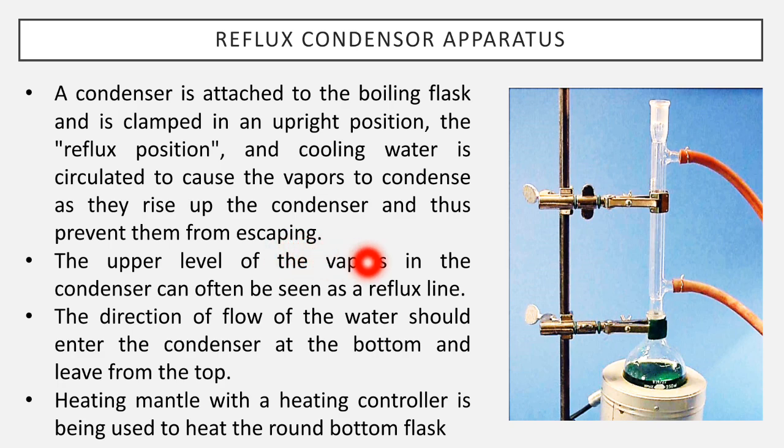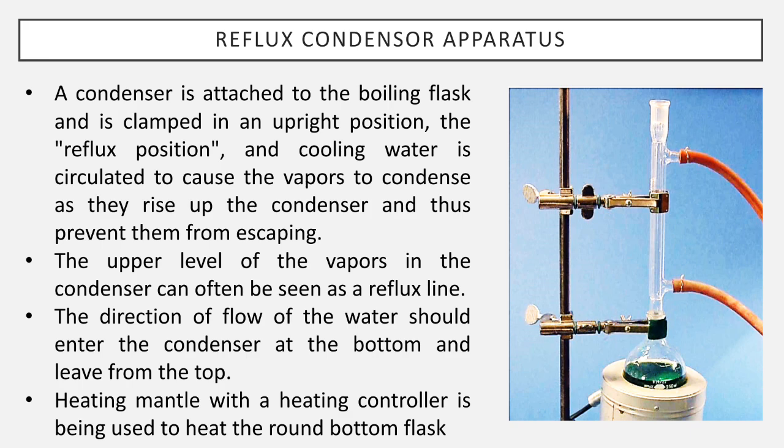So the upper level of vapor in the condenser is often seen as the reflux line. Here, the vapor which is generated from the boiling flask enters the condenser unit, then due to the cool water this vapor is condensed and converted to water again and returns to the boiling flask. So this prevents the escaping of vapor.